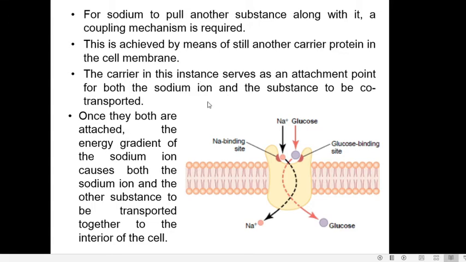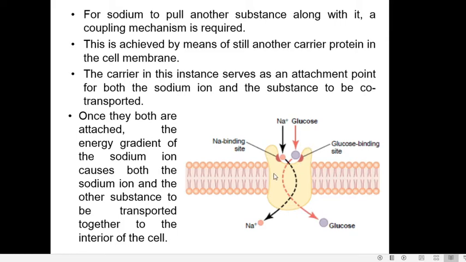So glucose can be co-transported with sodium in this way. In that case, the new carrier protein can be called a sodium glucose symporter. So now finally, who is transporting sodium and glucose? The symporter. But it is not the symporter which has derived energy. It has no ATPase activity.